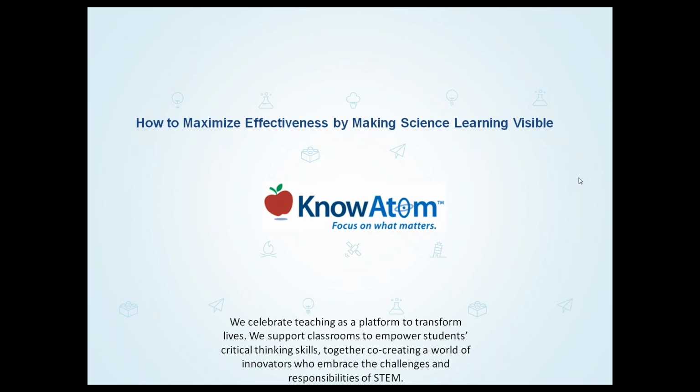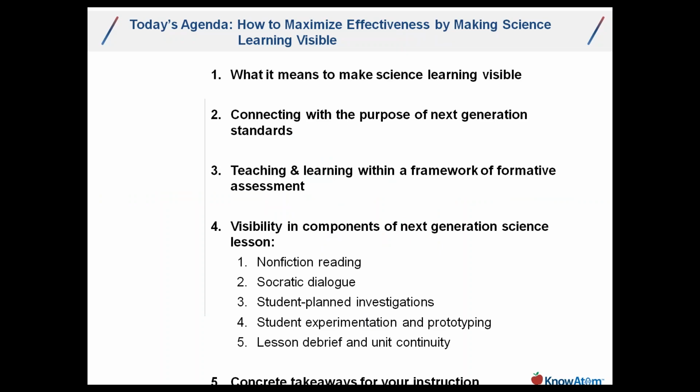So here's the agenda for today. We want to take a look at 5 big areas that are key to understanding both what it means to make science learning visible, as well as how to maximize that, particularly in the context of the new Next Generation Science Standards for both adoptive states and adaptive states. So adaptive would be examples like Iowa and California, and adoptive states would be more like Arkansas and so on.